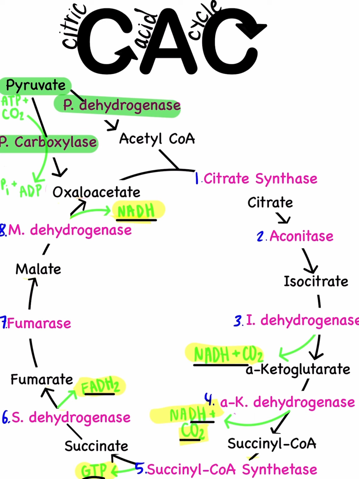Afterwards, you're going to have fumarase, which goes to malate, and then with malate, you'll have malate dehydrogenase, which again is going to produce NADH and oxaloacetate.